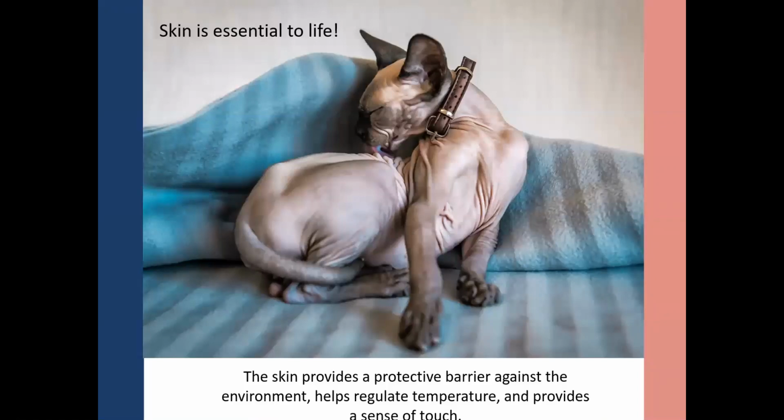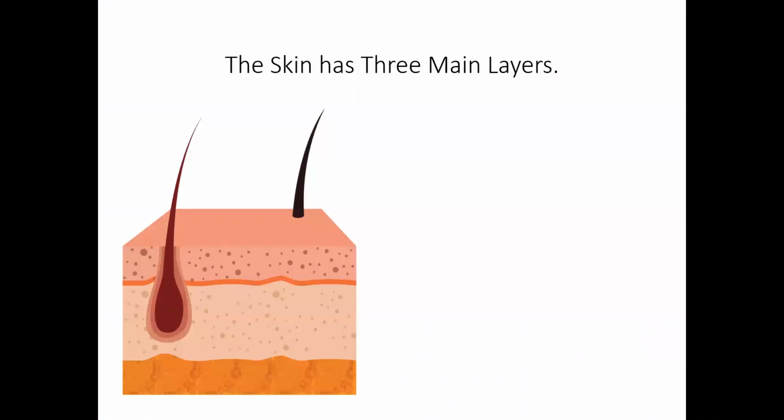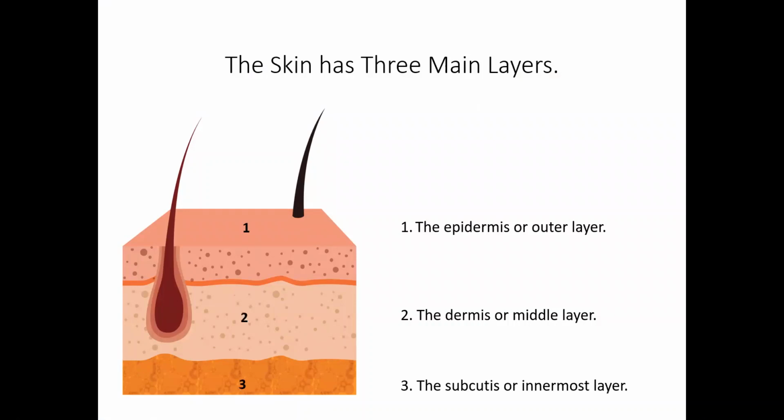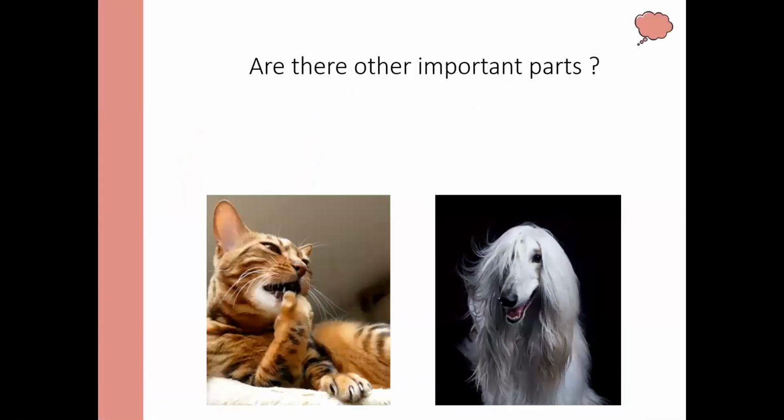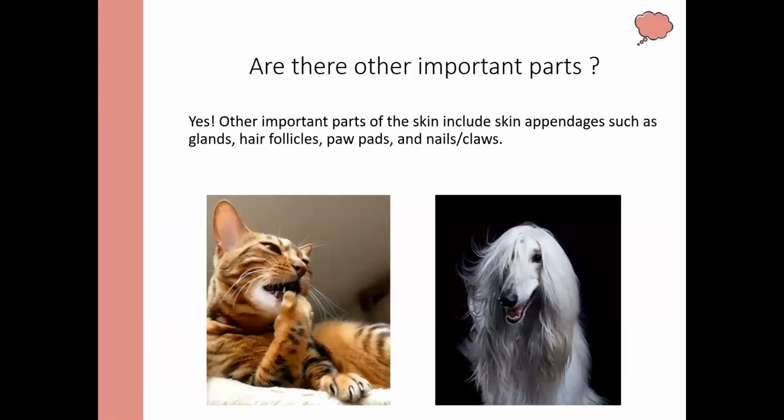Skin is essential to life. The skin provides a protective barrier against the environment, helps regulate temperature, and provides a sense of touch. The skin has three main layers: the epidermis, or outer layer, the dermis, or middle layer, and the subcutis, or the innermost layer. There are other important parts of the skin, including skin appendages, such as glands, hair follicles, paw pads, and nails and claws.